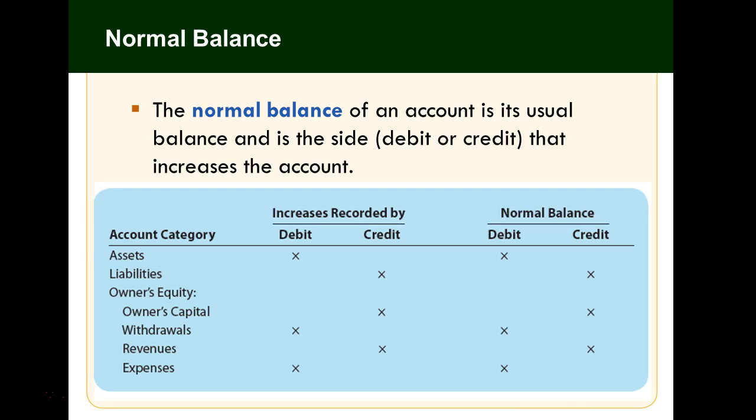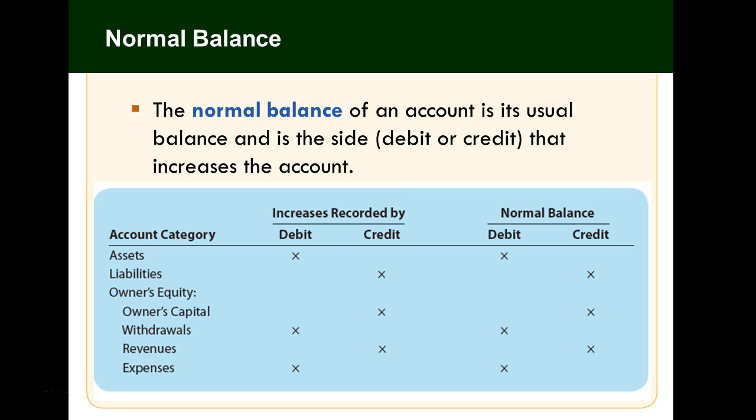So let's look here. Assets, to increase the asset, we're going to debit it. The normal balance on assets is a debit balance. For liabilities, to increase a liability, we're going to credit it. And the normal balance on a liability is a credit. Owner's capital, when we increase our capital account, we're going to credit it. And the normal balance on a capital account is a credit.